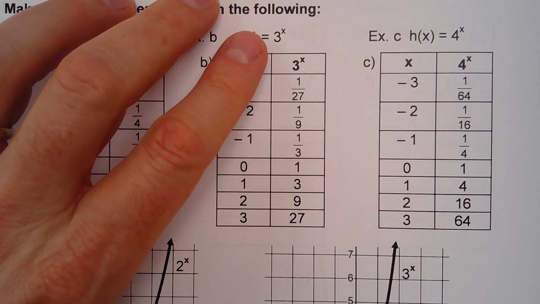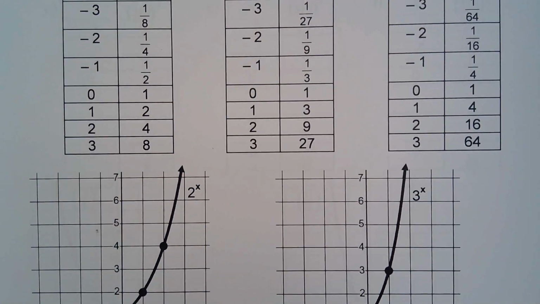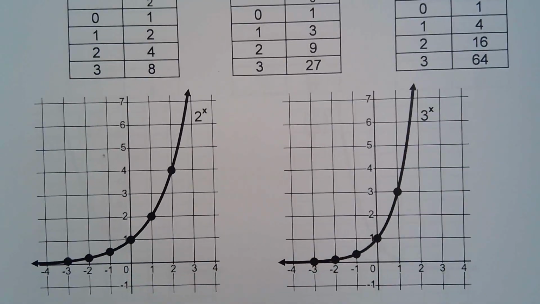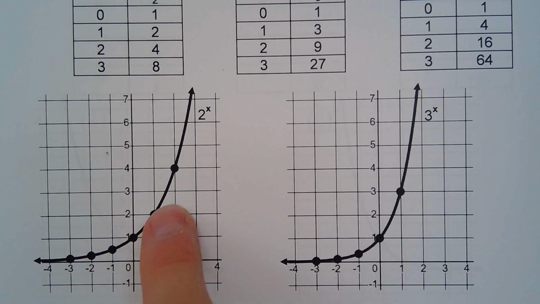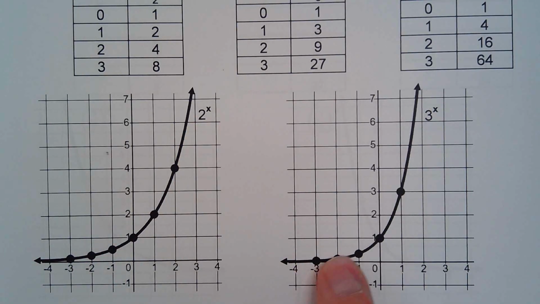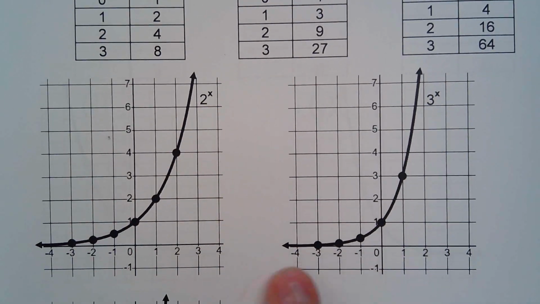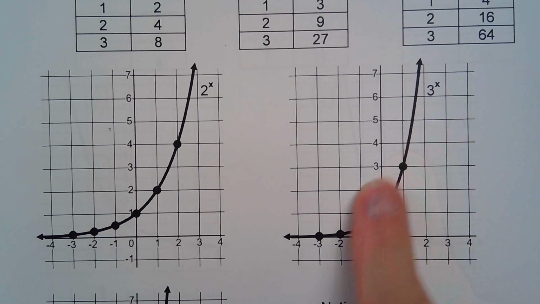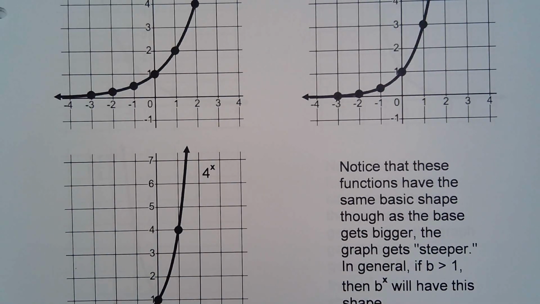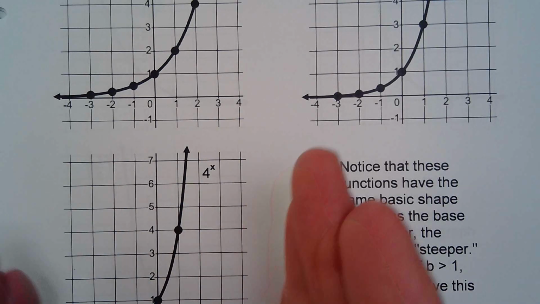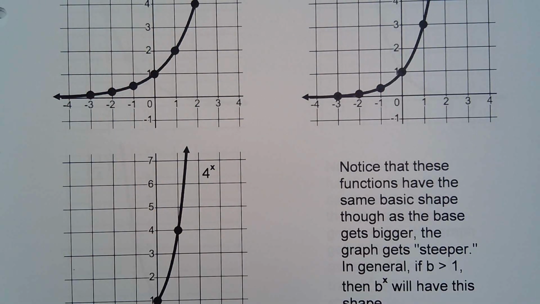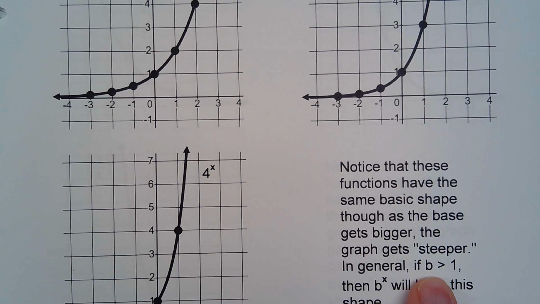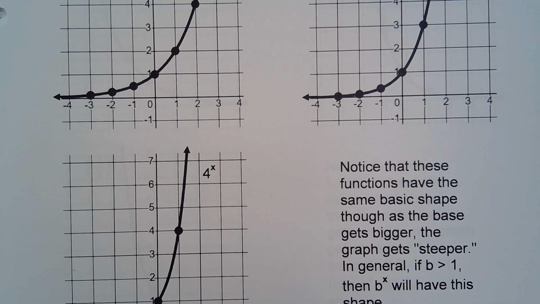That generates our table here. Now, if you were to graph these points, you get this shape here. For 2 to the x compared to 3 to the x, it looks the same except it's a little steeper. And for 4 to the x, it's still pretty much the same, but just more extreme, steeper. So notice that these functions have the same base, except the base gets bigger. The graph gets steeper. In general, if b is greater than 0, b to the x will have this shape.